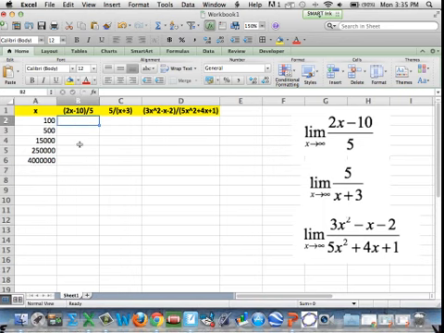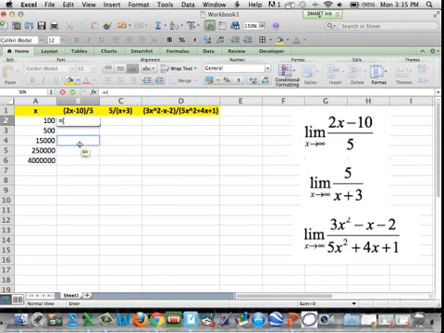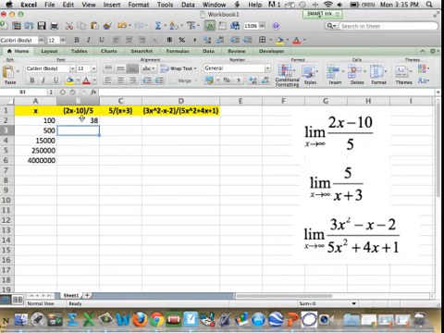So we're going to ask Excel to calculate the value of this function at these x values. So remember that starts off with an equal sign. We want to do 2 times the value in this cell, A2, minus 10, close parentheses, divided by 5. And then I will double click on the small blue square and it should fill down the values for me.